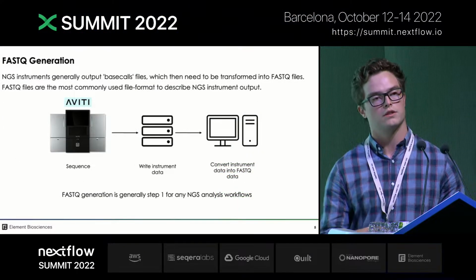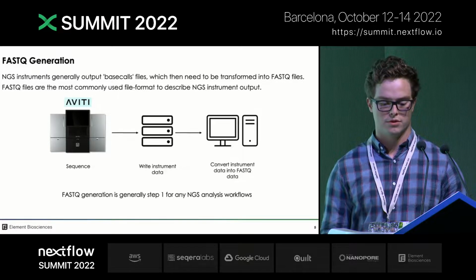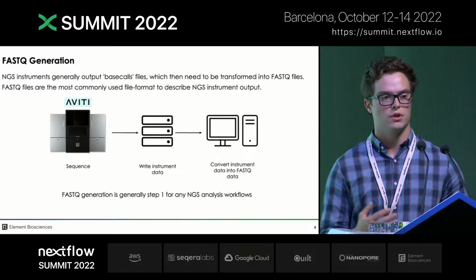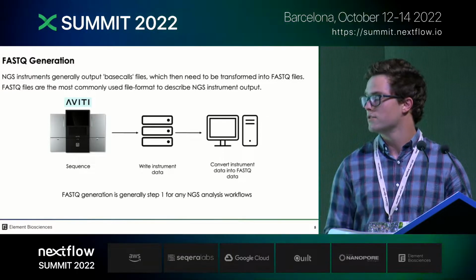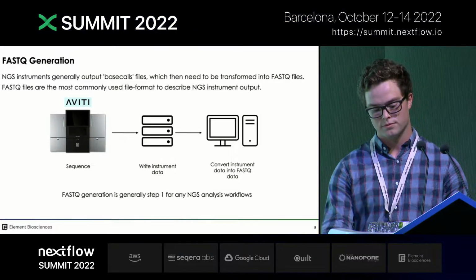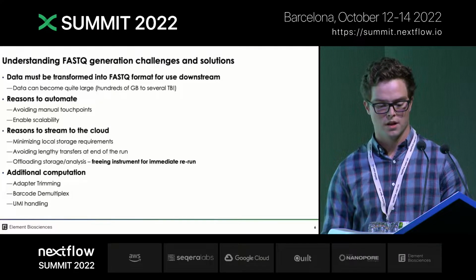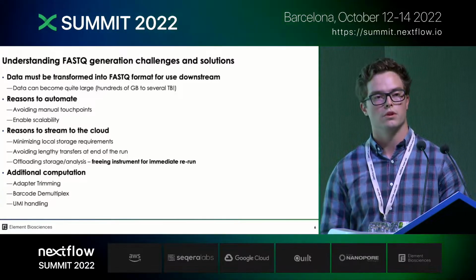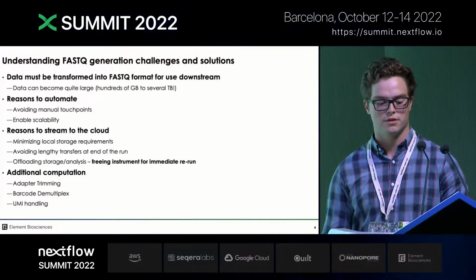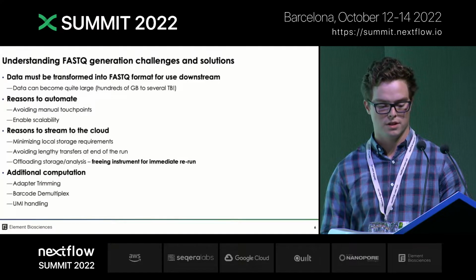So FASTQ generation may not be something that everyone's familiar with, but generally sequencing machines output base call files, and then they need to be transferred into FASTQ files. And those FASTQ files are common formats for NGS output. And we typically call that primary analysis instead of secondary analysis. So there are a couple challenges with generating FASTQs. The data must be transformed from bases into the FASTQ format for use downstream. So the data can be quite large, hundreds of gigabytes to several terabytes even.